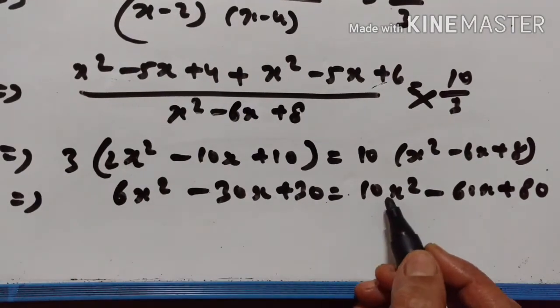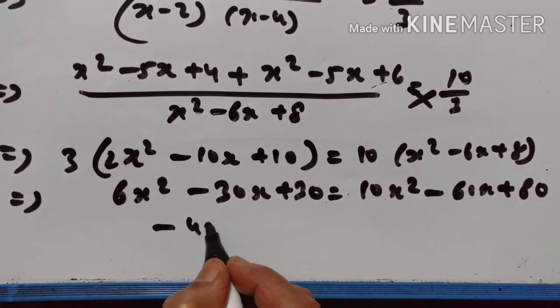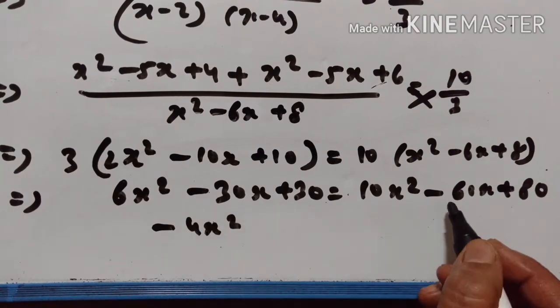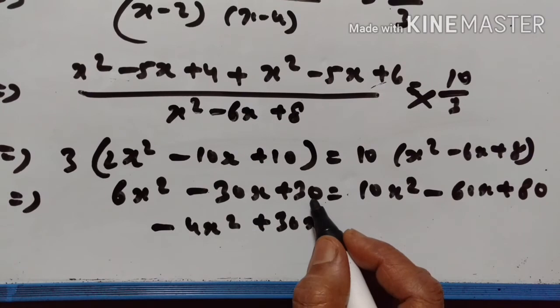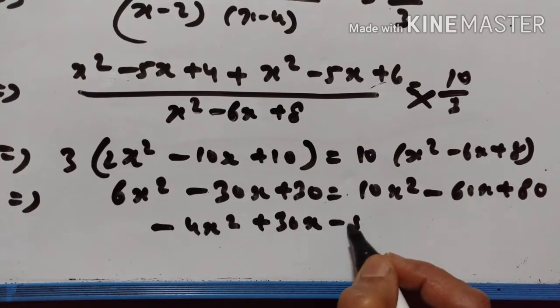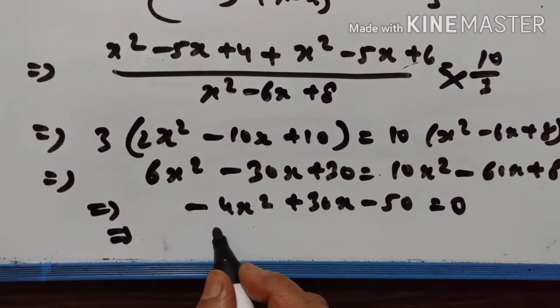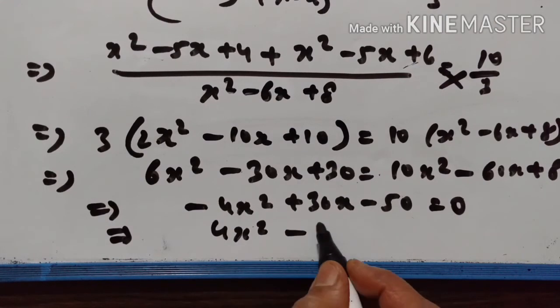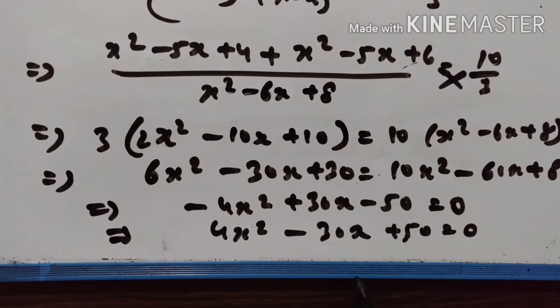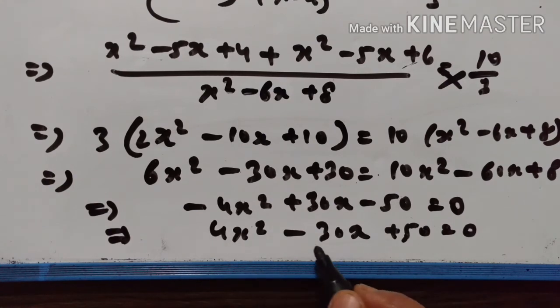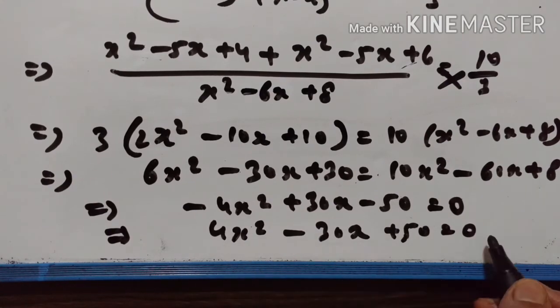6x squared minus 10x squared is minus 4x squared, minus 30x plus 60x is plus 30x, plus 30 minus 80 is minus 50, is equal to 0. Or 4x squared minus 30x plus 50 is equal to 0. Let us divide all these numbers by 2. This becomes 2x squared minus 15x plus 25. 0 divided by 2 is equal to 0.